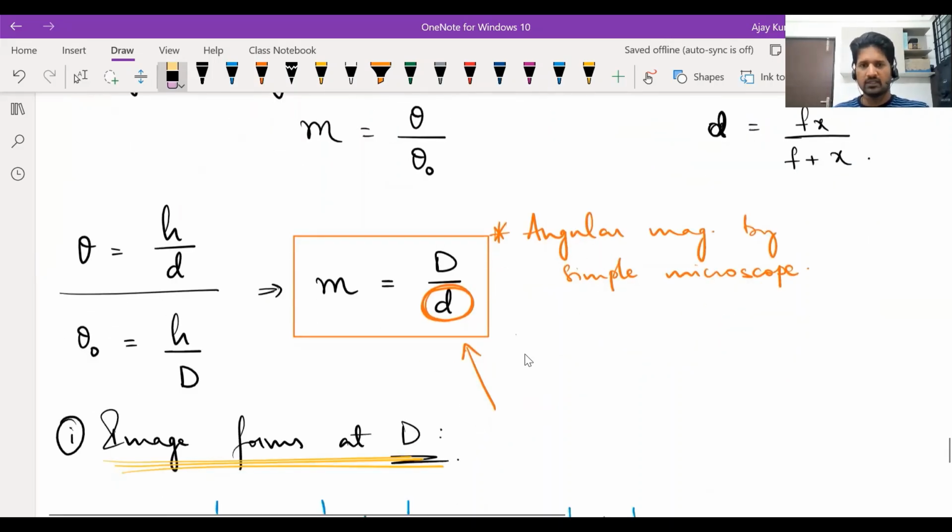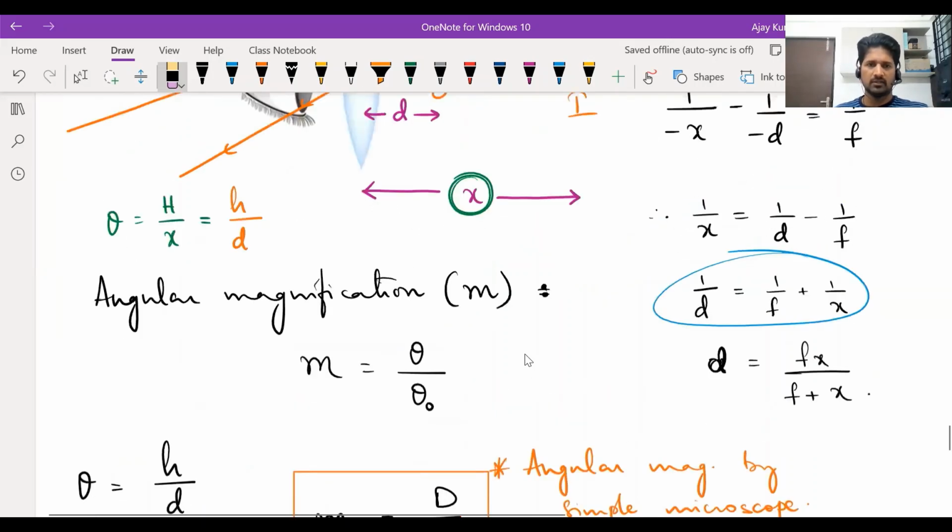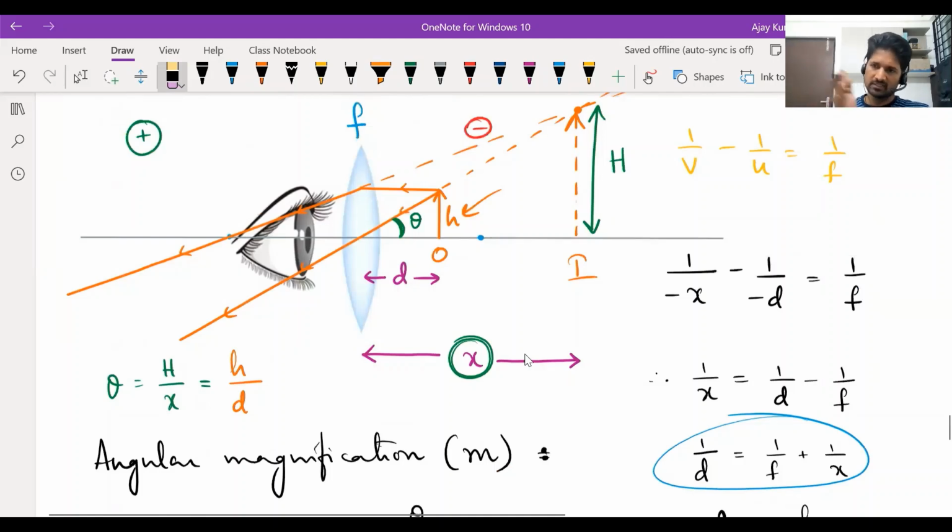Now, by looking at this formula, you may think that the smaller the object distance, the greater the magnification, so make object distance tend to 0. But if object distance tends to 0, image distance also will tend to 0, and it will form within the near point distance. We won't be able to see it. So there is a certain minimum object distance that you need to maintain.